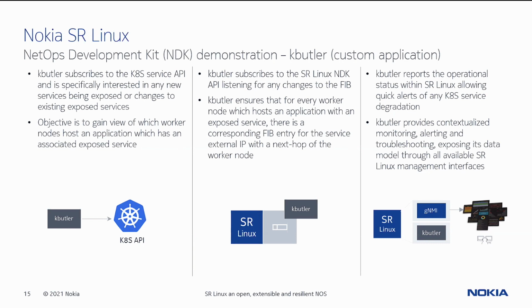And we've created a Yang model for this application to populate some of that state. So we're going to try and expose some of that Kubernetes view into the network operating system. And we're going to expose the result of these comparisons and checks to make sure that for every compute node which is hosting the application, we have a corresponding FIB entry with the next hop of that compute, right? And that's what it's looking for.